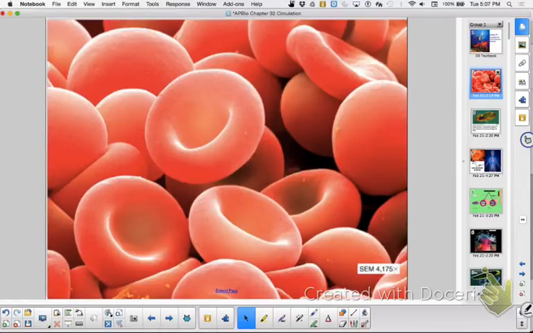Circulatory system defined. Ready? Moves fluid that contains oxygen and nutrients throughout the body while also removing waste products. And we're going to look at variations on that theme.